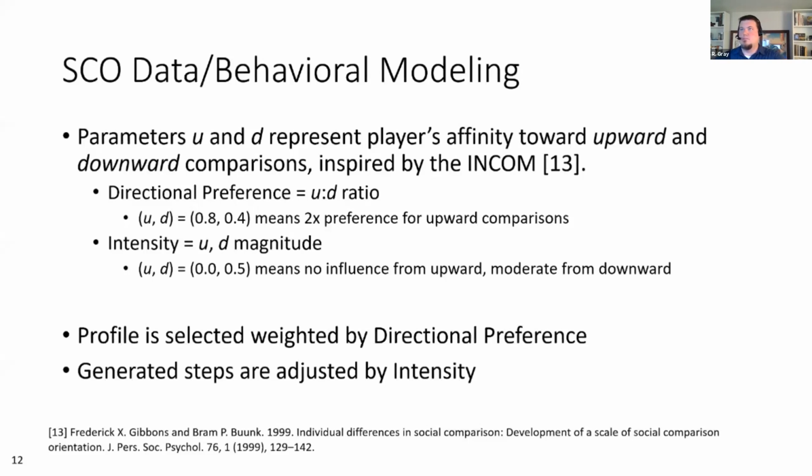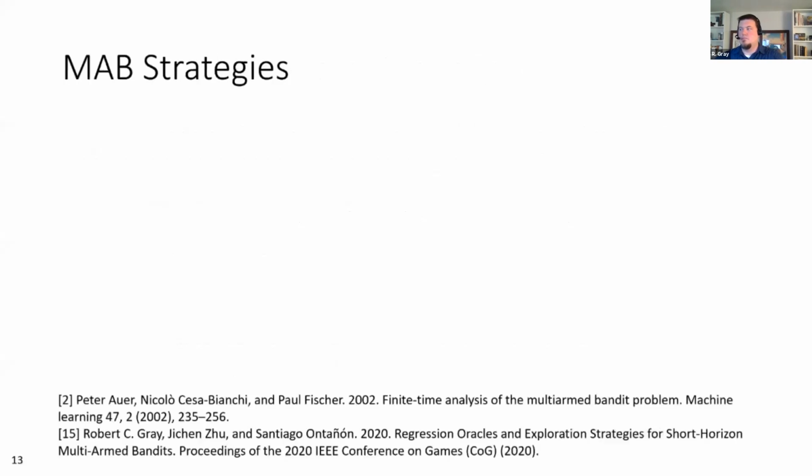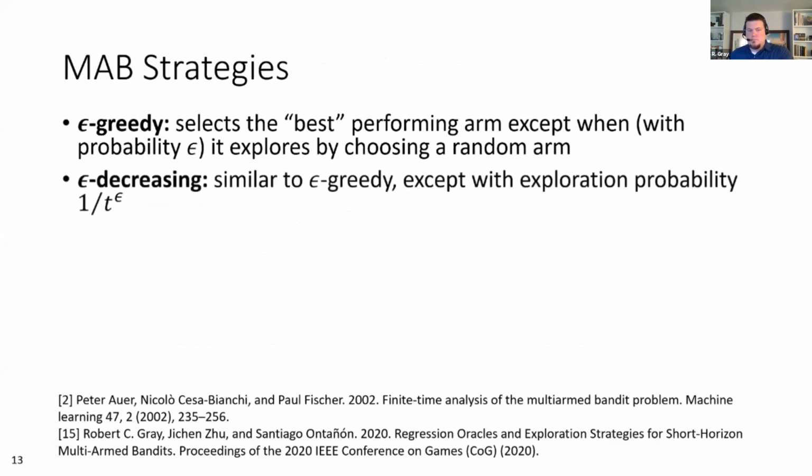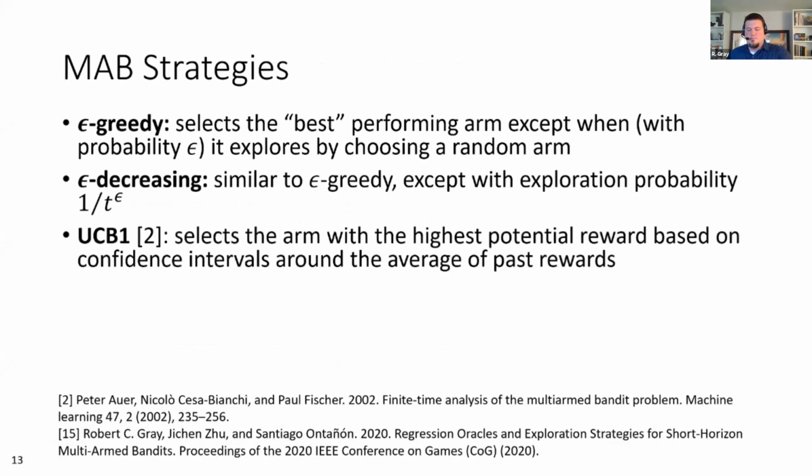So how does the AI agent react in response to these simulated players? Many bandit strategies exist, and we chose some of the more popular ones to test against our simulation. Epsilon Greedy will select the arm that has historically performed the best, except for a certain percentage of the time designated by Epsilon, where the strategy will randomly explore another arm. Epsilon Decreasing is similar, but with a decaying epsilon value. And the upper confidence bound, or UCB1 algorithm, considers the average and standard deviations of past rewards for each arm and chooses the arm with the greatest potential reward.